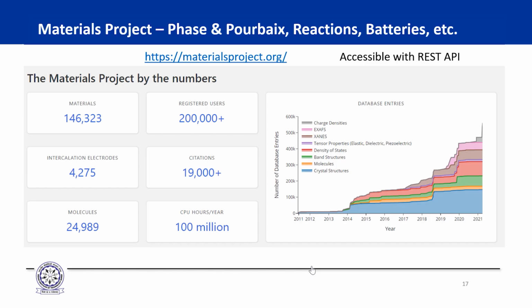And as you can see on the slide, there's a large number of database entries. You will have data related to XAFS, XANES, density of states, band structures, and so on and so forth. And of course, this is the one where they actually started making data sets which would be accessible with the REST API. So again, pulling in data from this type of data set is going to be relatively easy. And that's why these open source databases are so important.